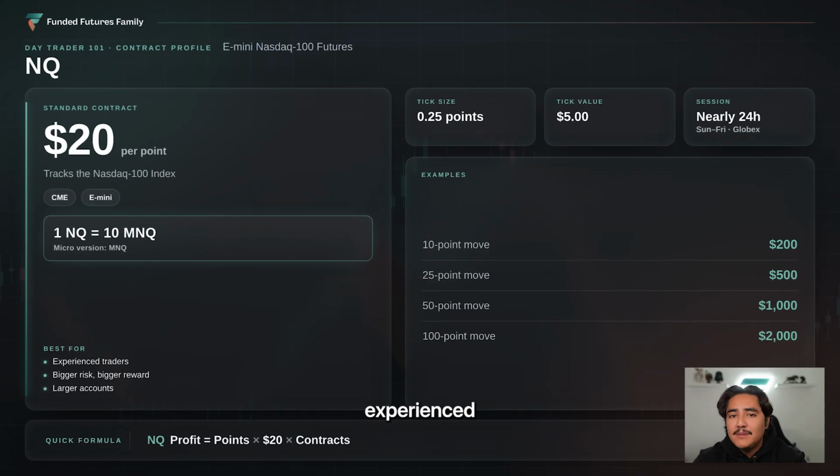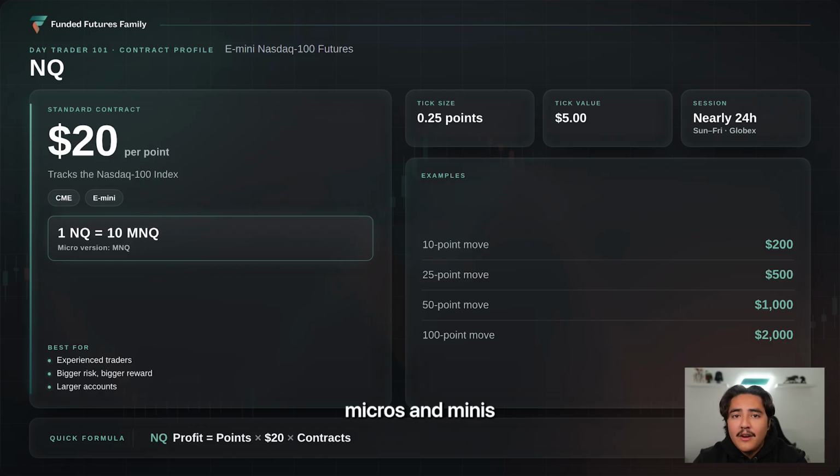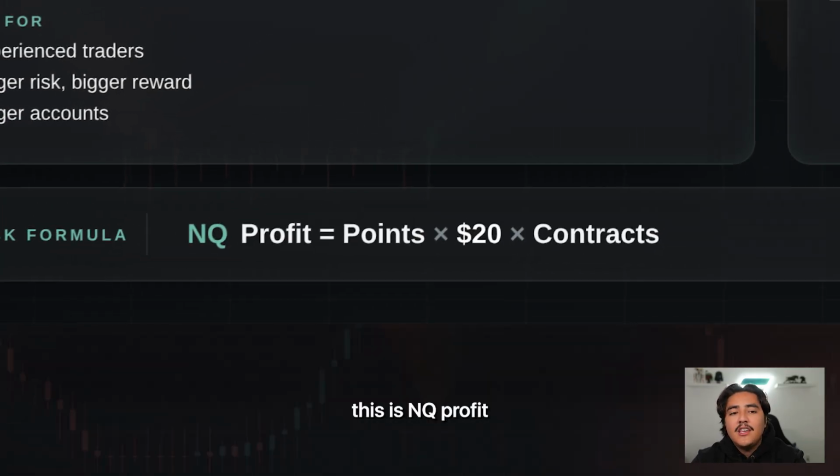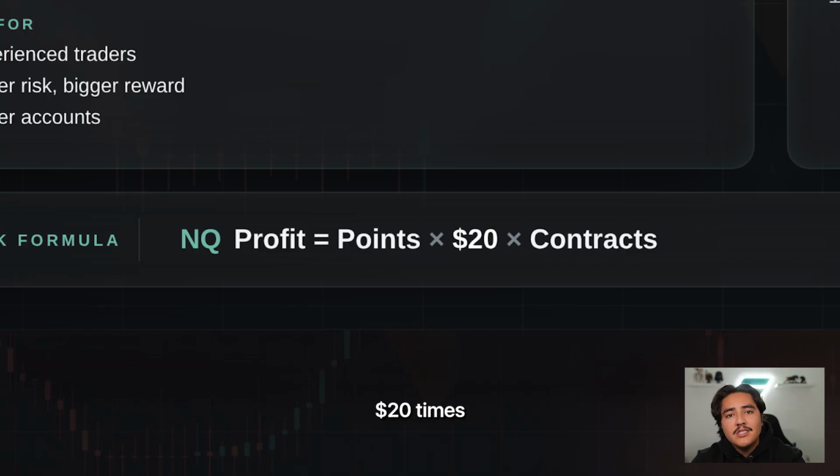So again, this is for the more experienced traders once you have understood micros and minis, and you can now tackle on higher risk, higher reward. You are more than welcome to do that. The formula for this is NQ profit is equal to points times $20 times contracts.